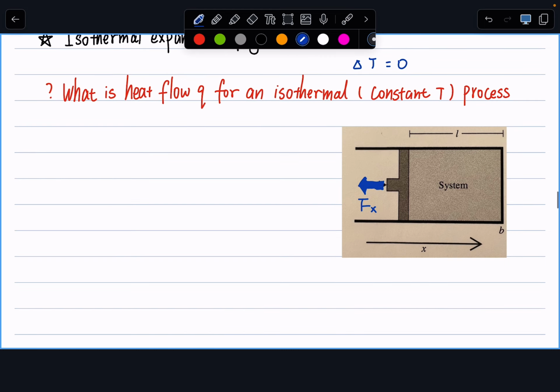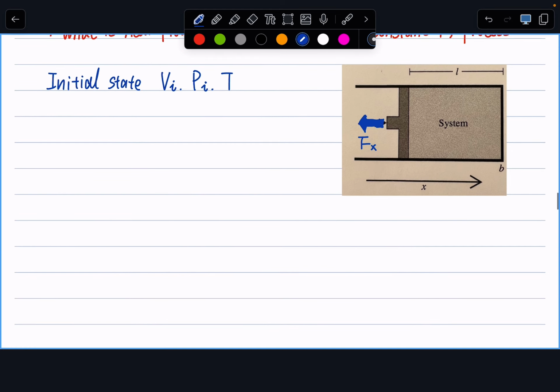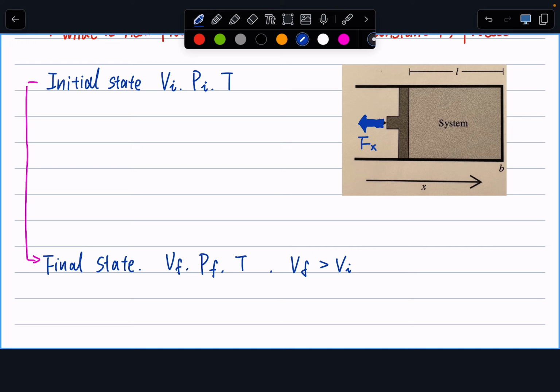So in this case, let's say we define our initial state as V initial, P initial, and some temperature T. And let's define our final state as V final, P final, and the same temperature T. All right, so if we look at the process between initial and final state, we have what we want, which is temperature remains the same and my V final larger than V initial.